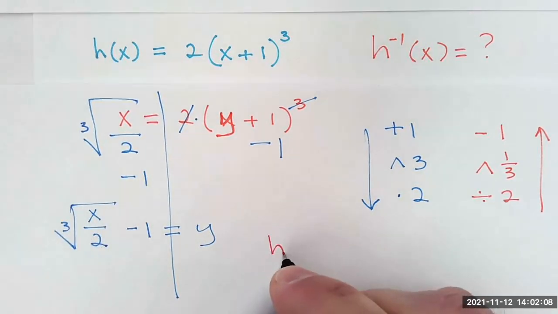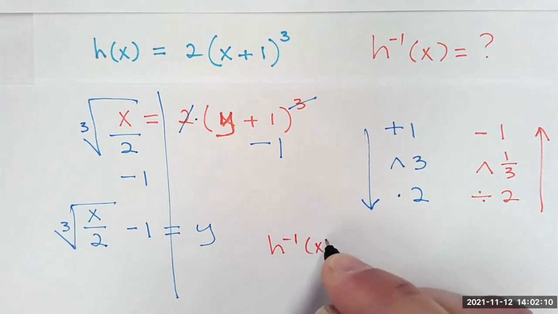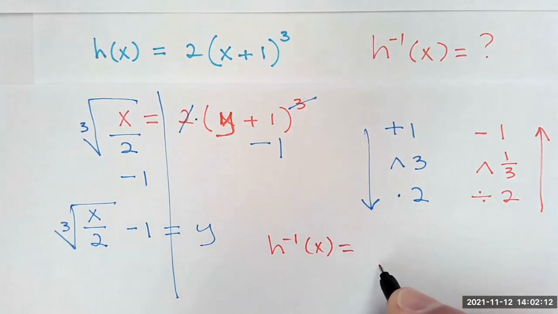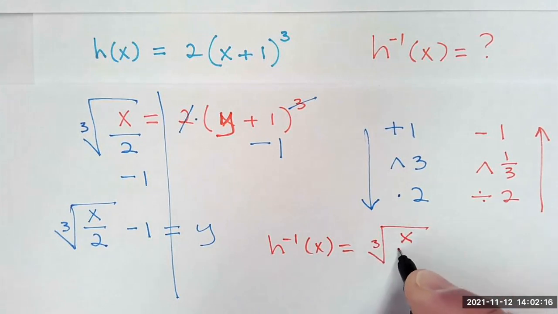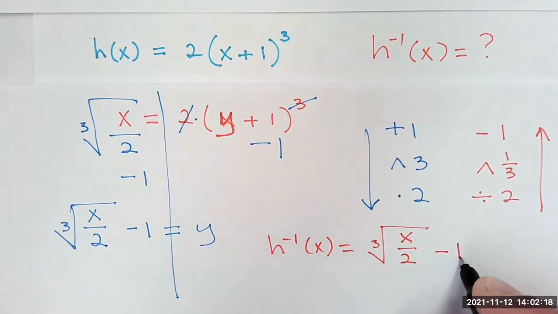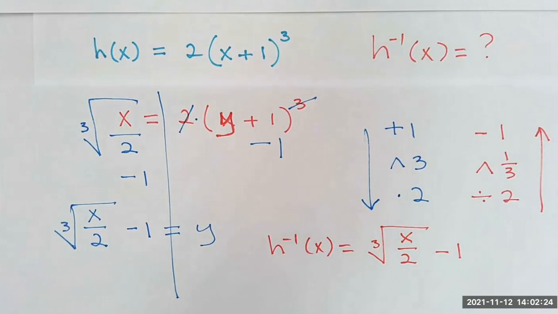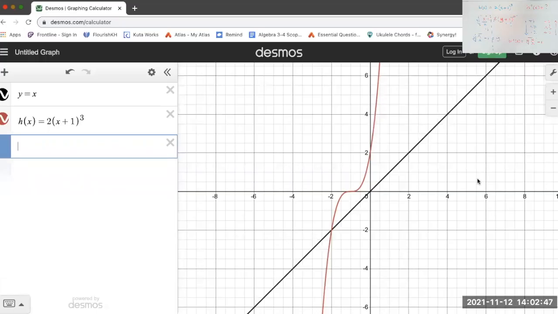So our inverse function is the cube root of x over 2, and then subtract 1. Let's graph both of those and see if they are reflections of each other across the line y equals x. I've graphed the line y equals x. I've graphed the original function, and I will graph the inverse.